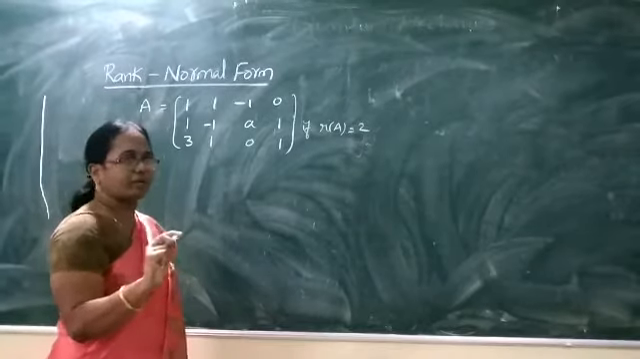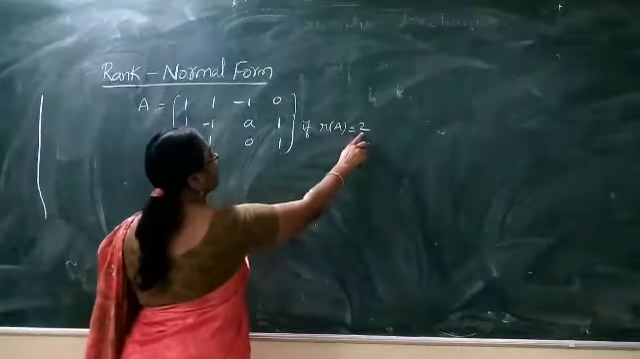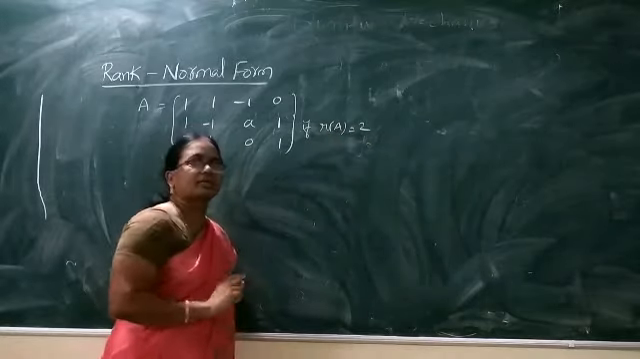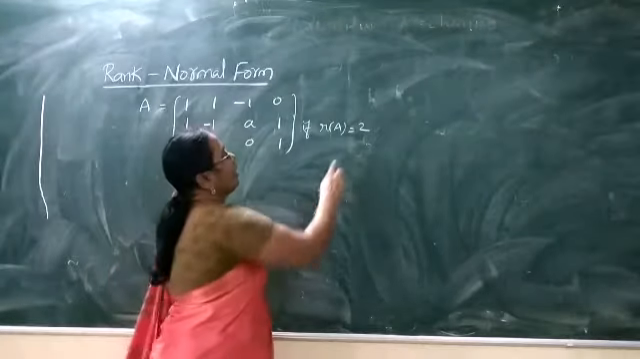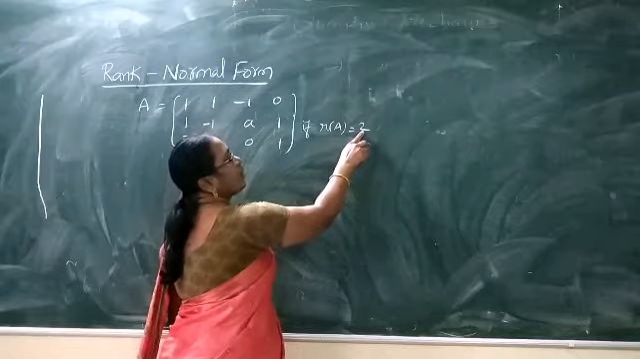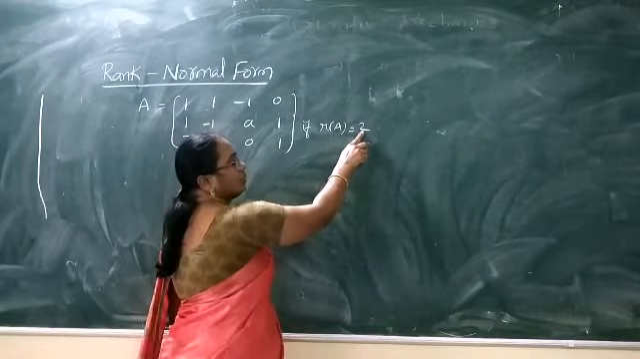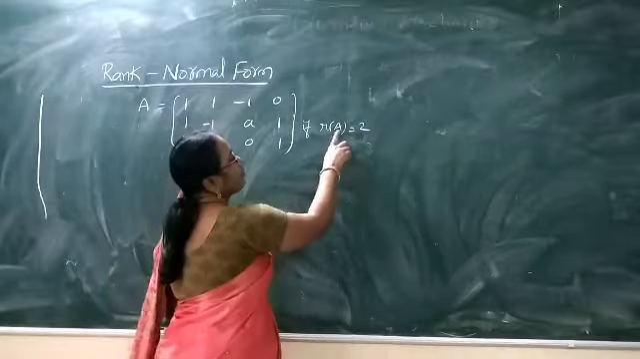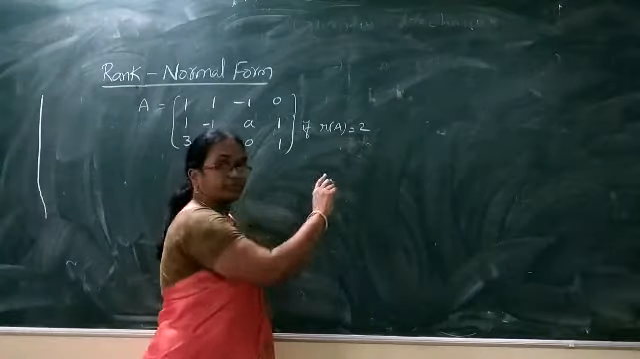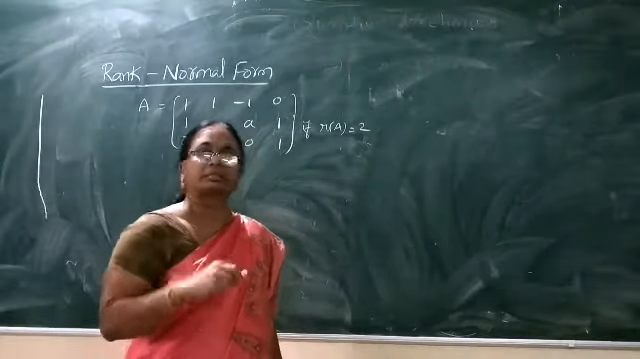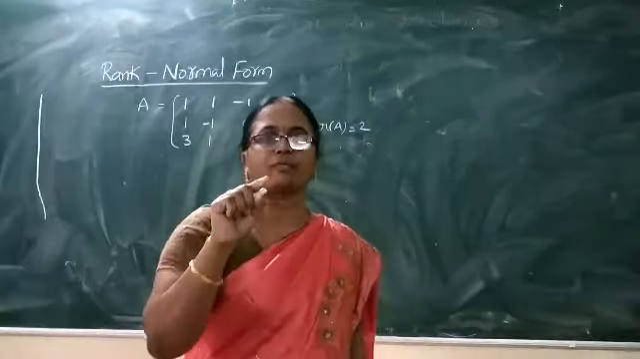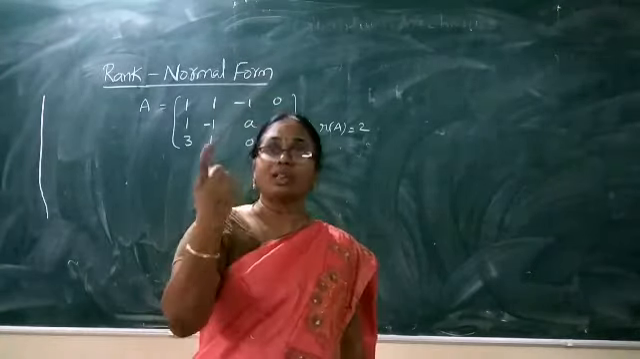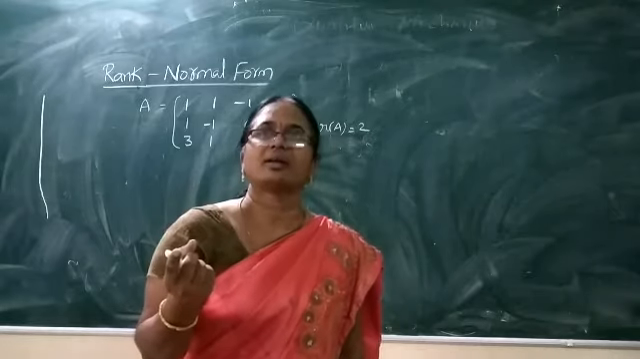Whichever way we do it, because we are given that the rank of the matrix is equal to 2, by the definition of the rank of the matrix, we can say that at least one second order minor is non-zero and all the third order minors are 0. Because the rank of the matrix is given to be 2, by the definition of the rank it is clear that at least one of the second order minors is non-zero and all the third order minors are 0.